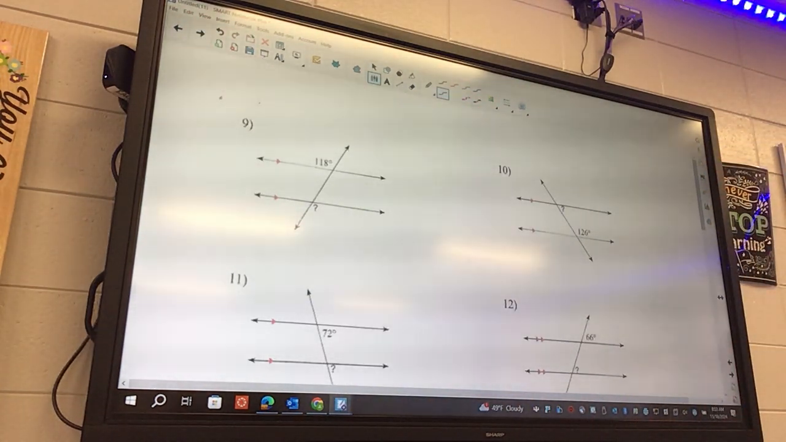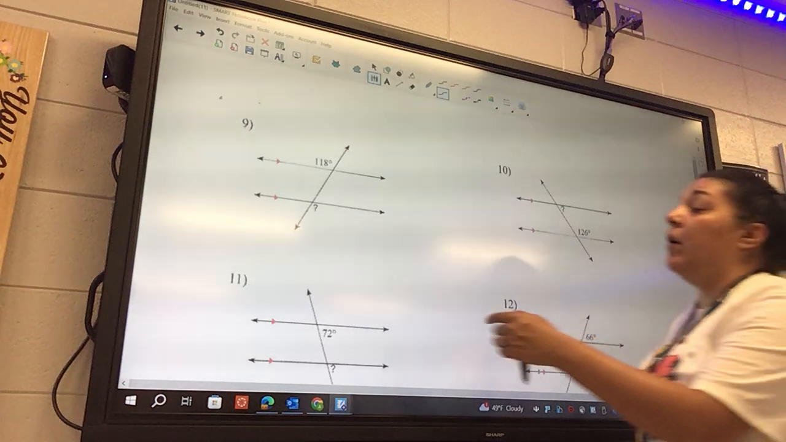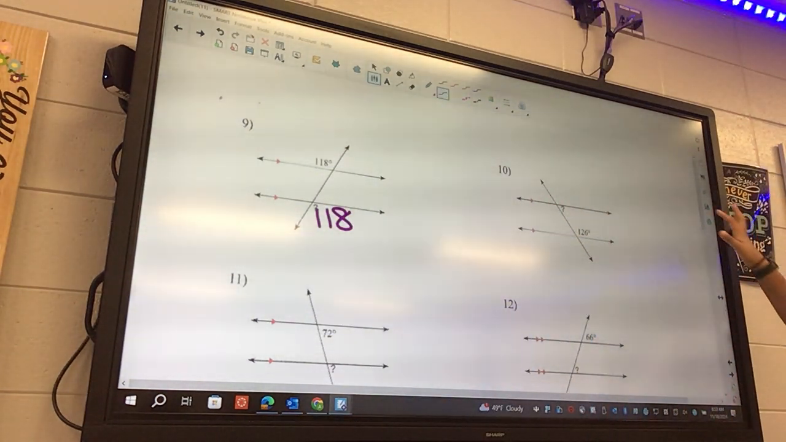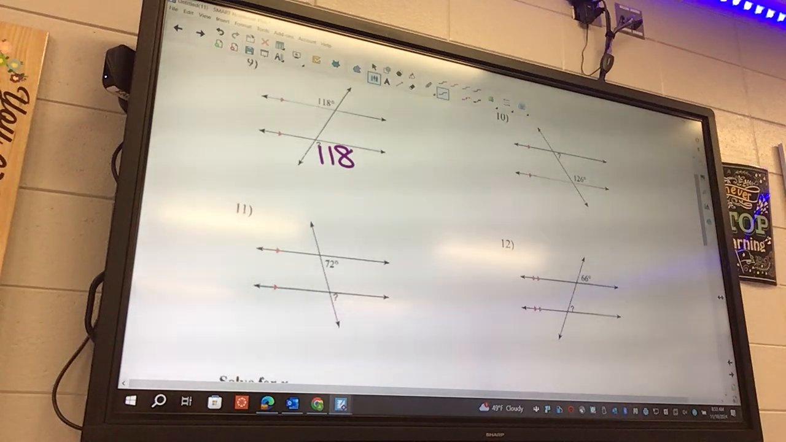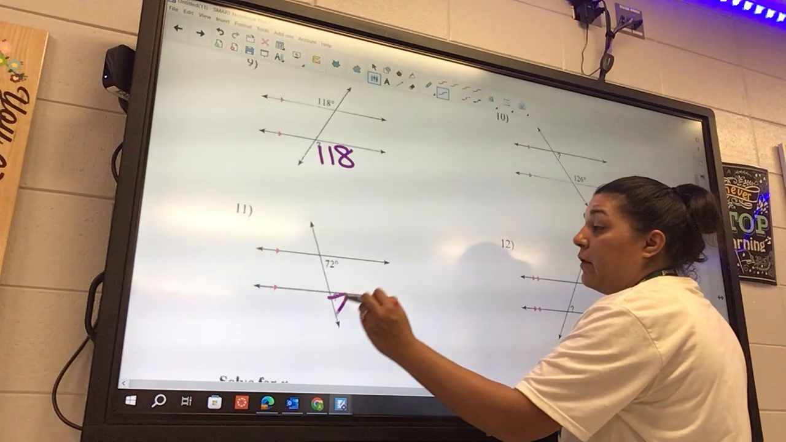Okay, number 9. What kind of angles are those? They're all exterior. So if this is 118, then this one is going to be 118. Okay, 11. What kind of angles are those? Corresponding. So those are equal. If the one is 72, then the other is 72.